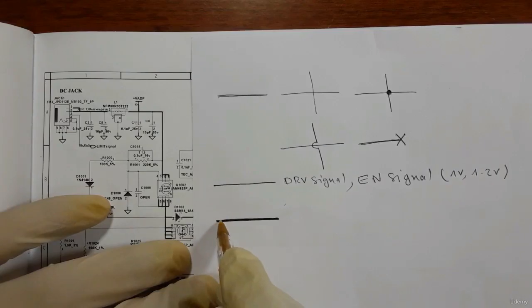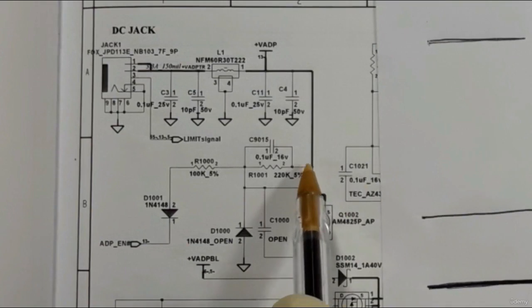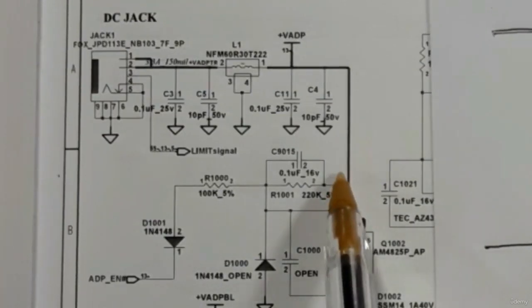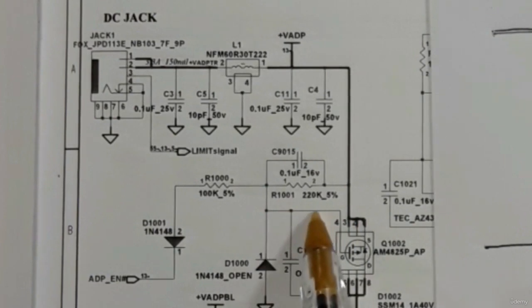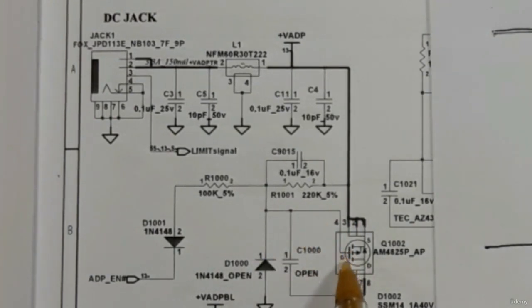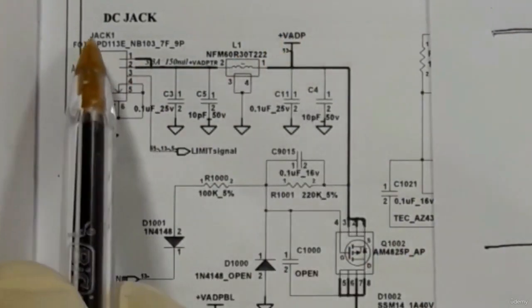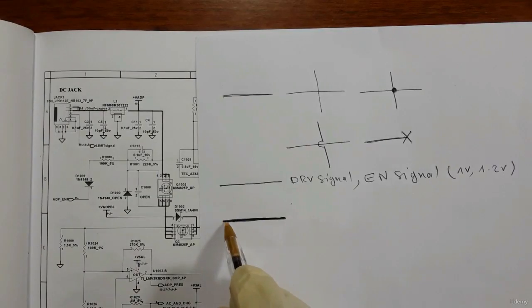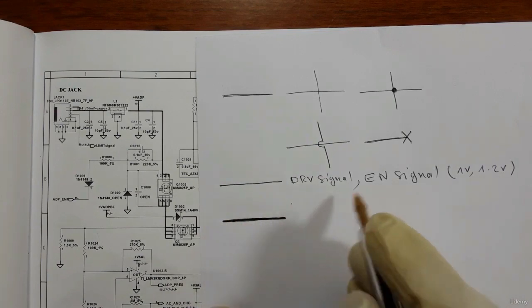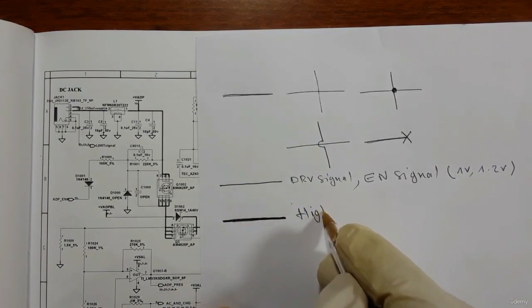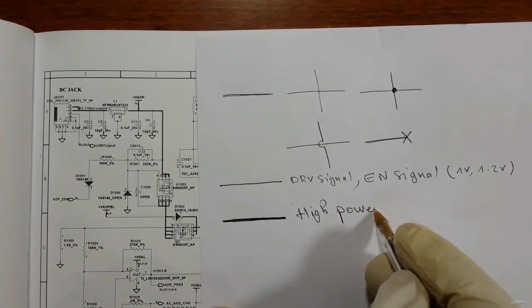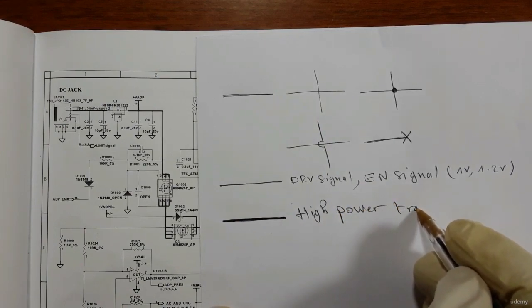But this kind of wire, exactly as you can see here. Do you see here? We have this bolded wire, and we have this wire. As you see, we have the gate of this MOSFET. This is a normal wire; we have here just a control signal. But this wire holds 19 volt. As you see, plus V adapter. We have here the DC jack. So this wire means a high power trace, a high power path.